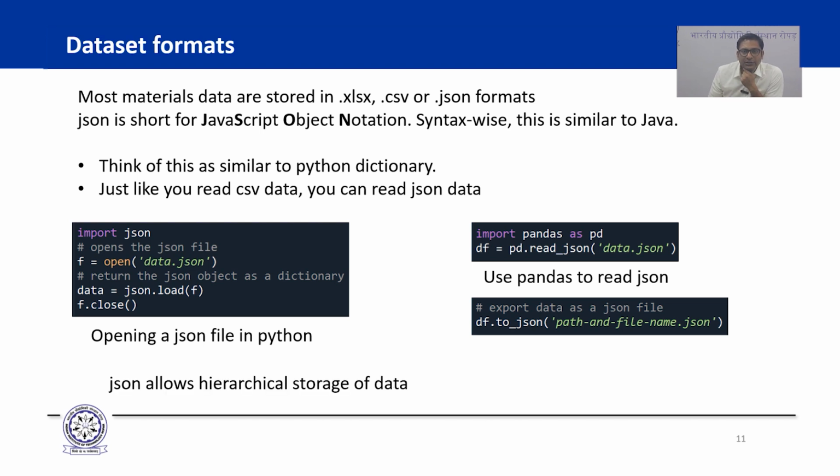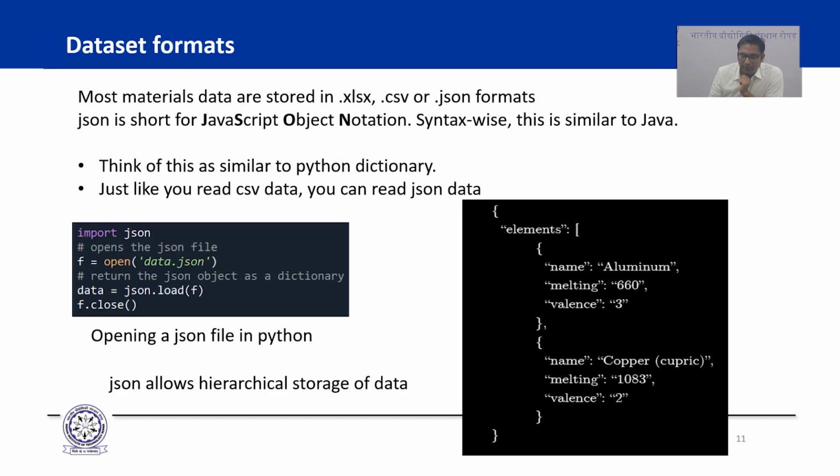So the advantage with JSON, just because of the type of syntax it has, is that it will permit hierarchical and relational storage of data. So what do we mean by that? This is just an example. For instance, if I am creating a database of different elements, and let's say I've got a couple of elements like aluminum and copper, and I want to store a bunch of things in there, like the melting temperature in degree centigrade, the valence, and so on.